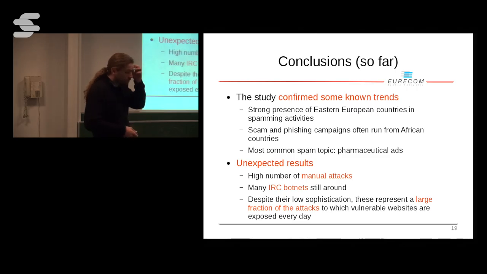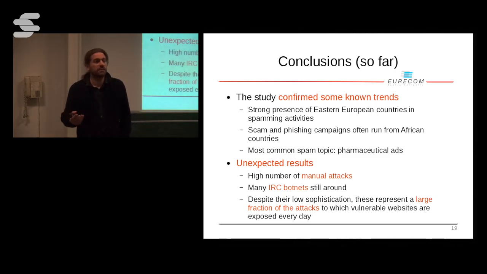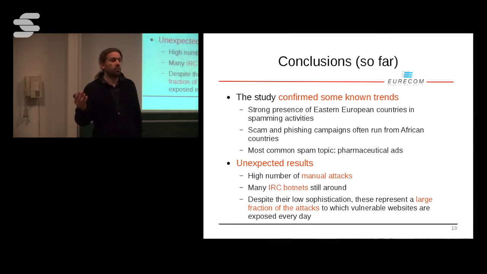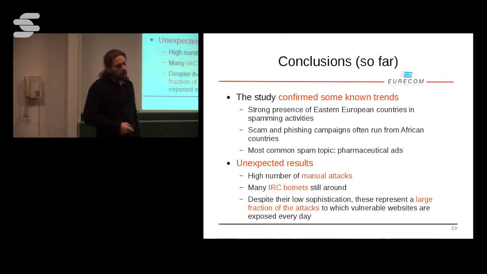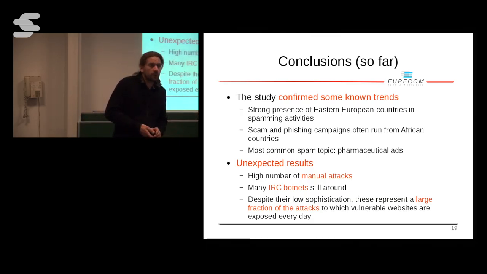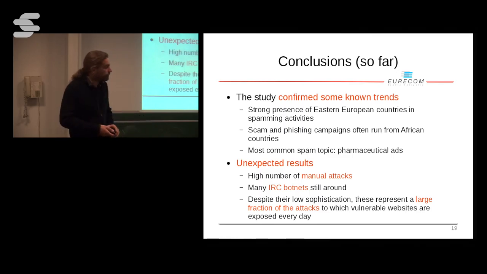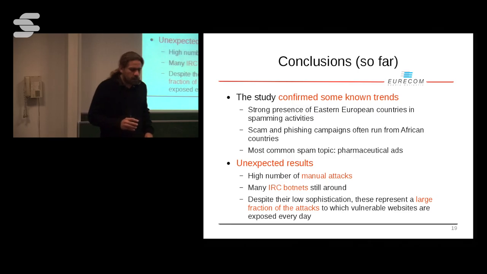The thing is that the attacks we saw there were mostly targeting already known vulnerabilities, right? The osCommerce vulnerability was very well known, for example. They are very simple attacks, but in terms of volume, it's pretty large. Right? And we were not expecting that volume. So this is the conclusion for the first part.